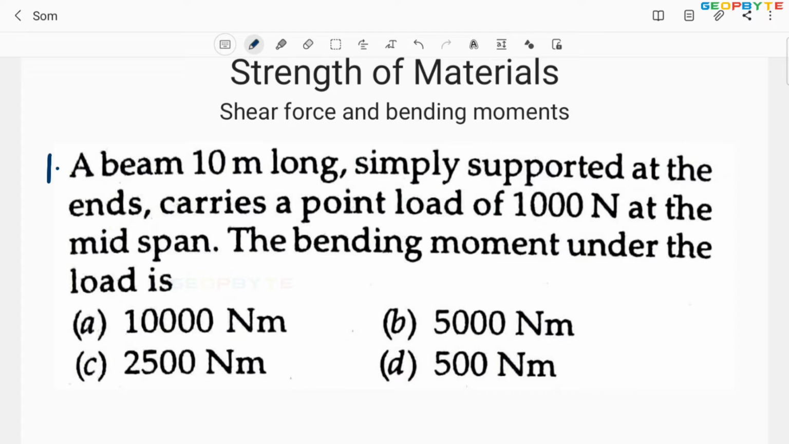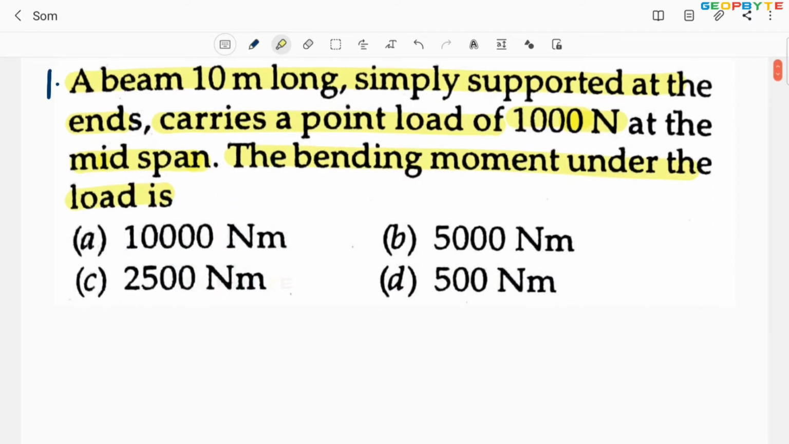Look at the very first question. A beam 10 meters long, simply supported at the ends, carries a point load of W, 1000 newtons, at the midspan. Find the bending moment under the load. The problem is given like this. It is for a simply supported beam.